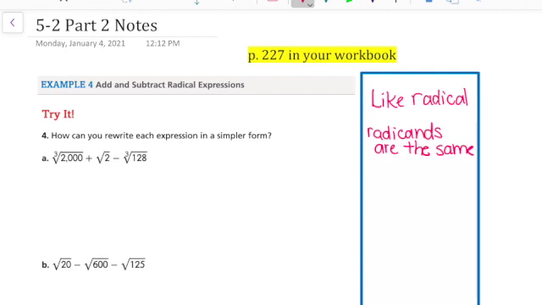All right, welcome back for 5-2 part 2 notes. We're going to jump right in. We're going to add, subtract, and a little bit of multiplying and dividing as well.